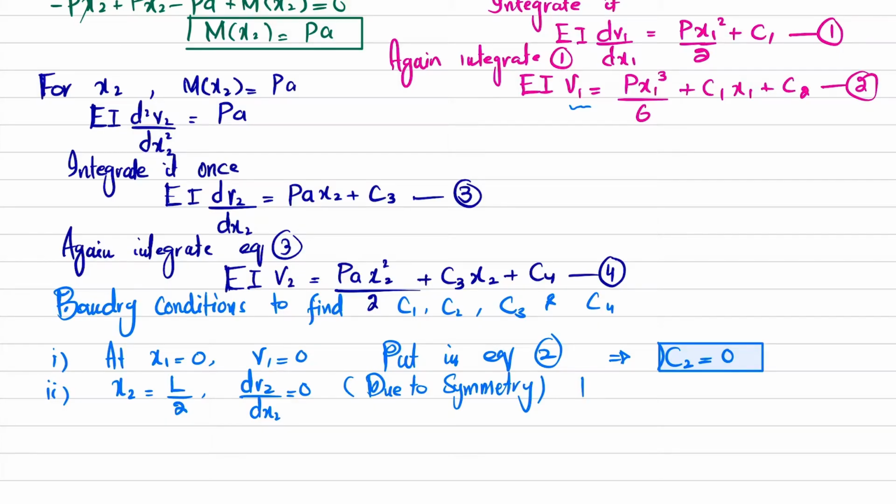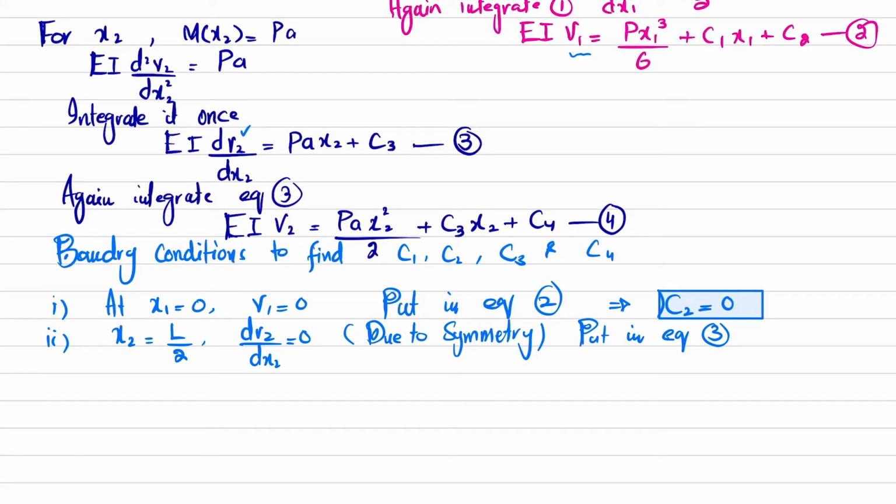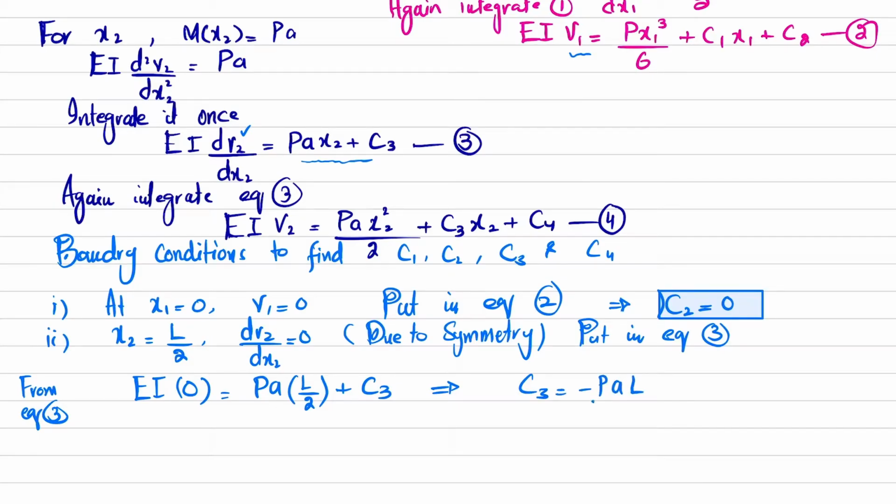So what we will put in equation number 3? Because you can see that equation number 3 is dv2 over dx2. So from equation 3, EI dv2 over dx2 is 0, so it will be 0. Concentrate on this equation: Pa into L, with x2 equal to L by 2, plus C3. So from here C3 will be equal to minus Pa into L divided by 2.